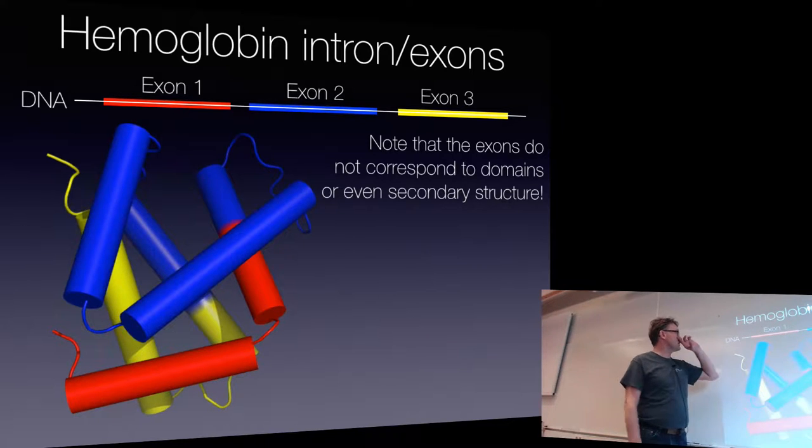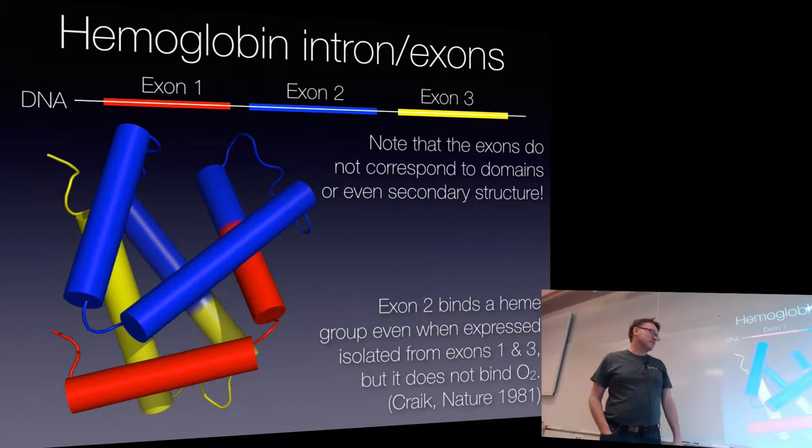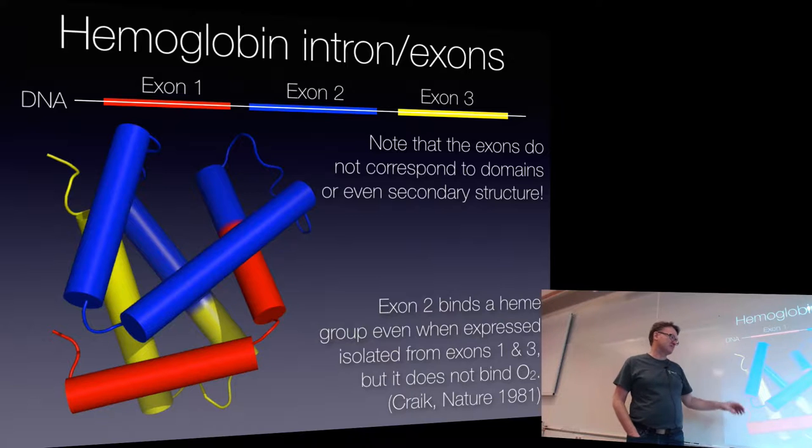And hemoglobin in particular tends to have three exons. You can actually get some weak heme binding even just expressing one of them, but that won't bind the oxygen.